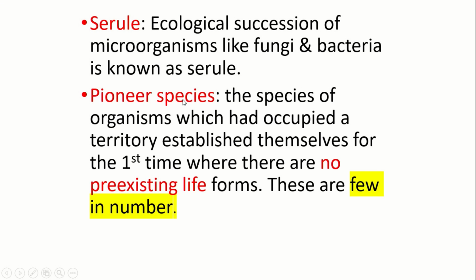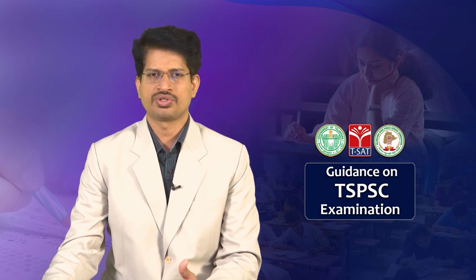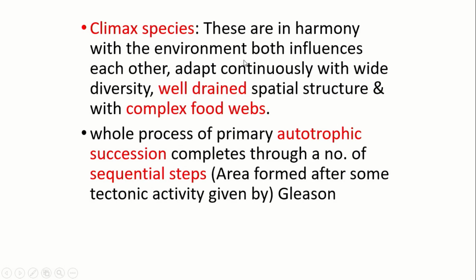Pioneer species are the species of organisms which occupy a territory and establish themselves for the first time when there are no pre-existing life forms. In this condition, the biodiversity is low. Climax species are in harmony with the environment, both influencing each other, adapting continuously, with wide diversity, a well-drained spatial structure and a complex food web.